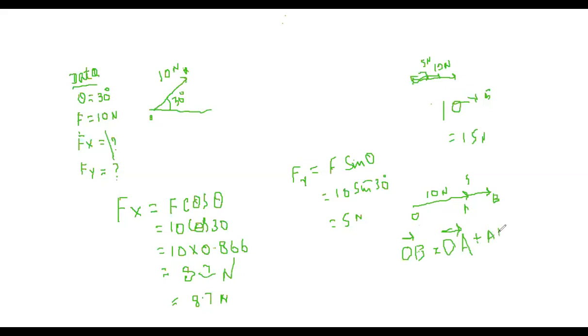And student, one thing is more clear over here. If the forces are acting in the same direction, the resultant vector will be the linear sum. This vector is 10, and this is 5. Total is 15. So OB is nothing but 15 Newton.